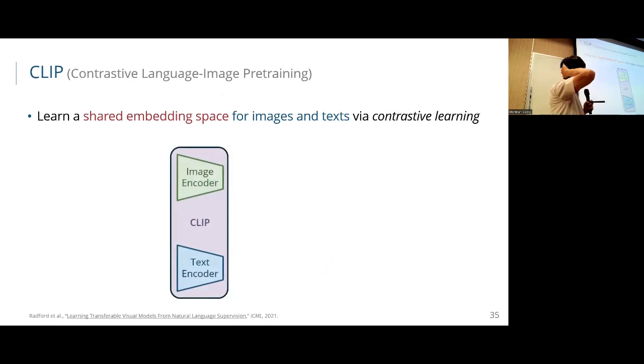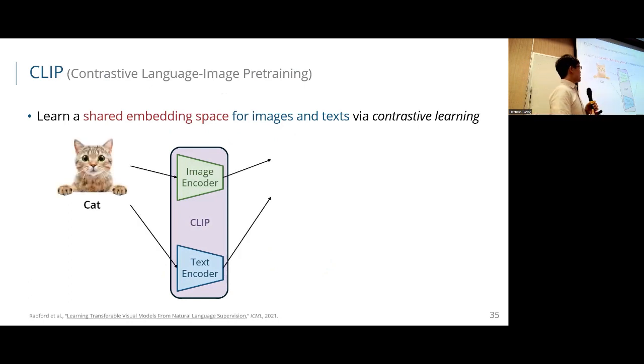Before jumping into the details, I want to briefly introduce what CLIP is. It's called Contrastive Language-Image Pre-training. This is a pair of encoders: we have the image encoder and the text encoder, and together they are called CLIP.